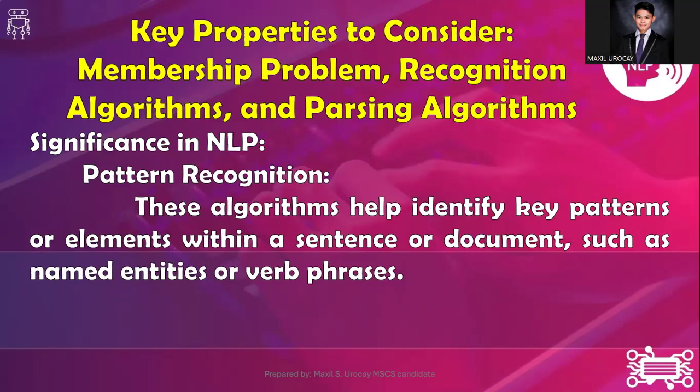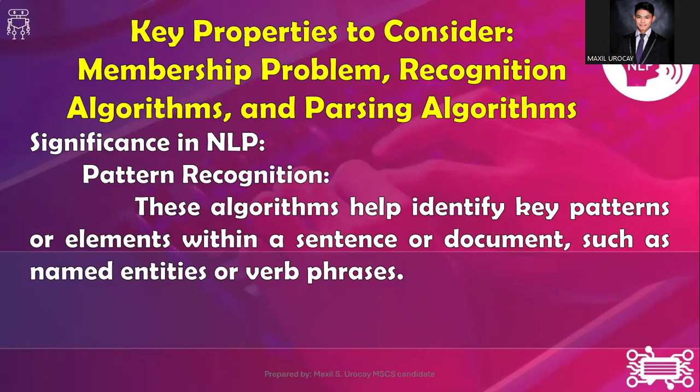Pattern recognition: these algorithms help identify key patterns or elements within a sentence or document, such as named entities, names of people, locations, or verb phrases. These algorithms enable systems to extract meaningful information from text, supporting tasks like named entity recognition, information extraction, and semantic analysis.